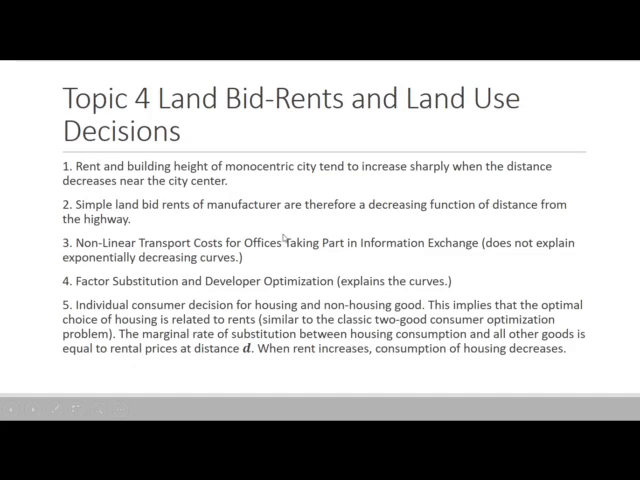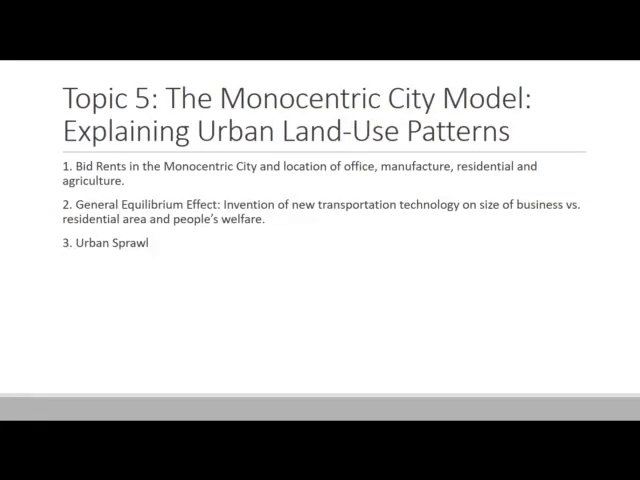Okay, so after we discuss topic 4, let's go for the key knowledge points for topic 5. Topic 5 is about the monocentric city model and explaining urban land use patterns. In this topic, one key pattern we want to explain is why in modern cities we always have circles of different industries.